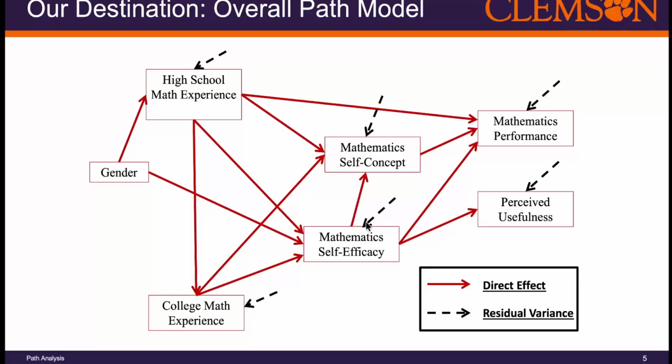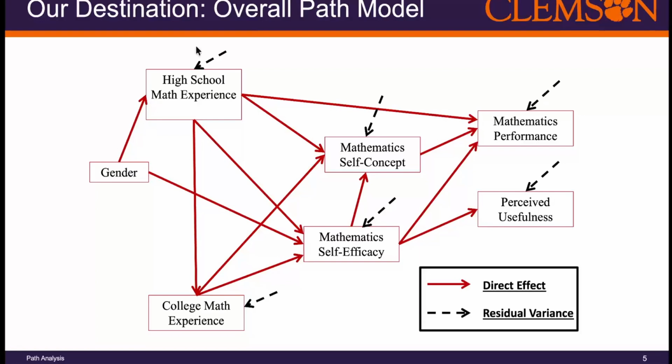What we're thinking about in this model is whether it's possible to test if math self-efficacy mediates the relationship between math experience and math performance or perceived usefulness. Similar to that, math self-concept is said to mediate the relationship between high school math or college math experience and math performance. So that is our path model.